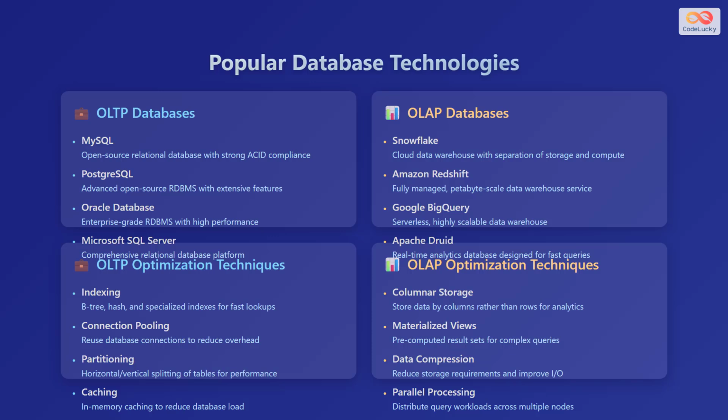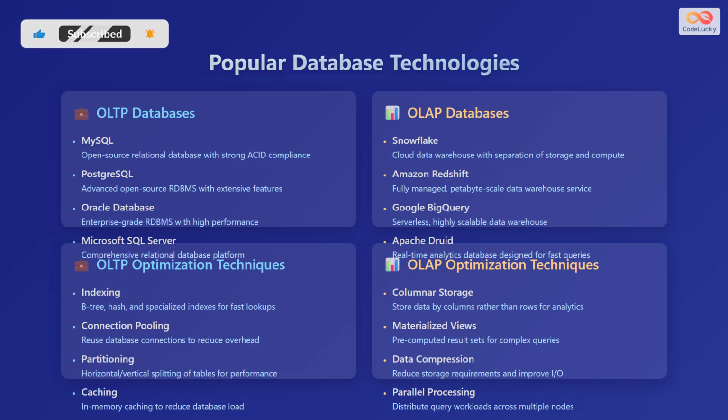Let's explore some popular database technologies used in OLTP and OLAP systems. For OLTP databases, common choices include MySQL, an open-source relational database with strong ACID compliance, PostgreSQL, an advanced open-source RDBMS with extensive features, Oracle Database, an enterprise-grade RDBMS with high performance, and Microsoft SQL Server, a comprehensive relational database platform.